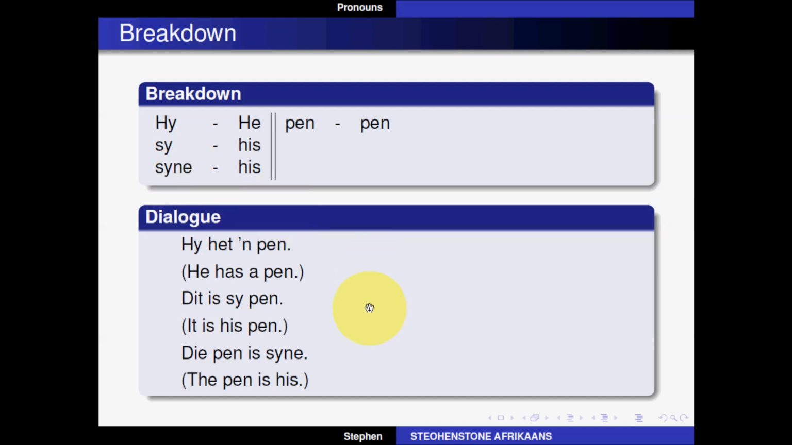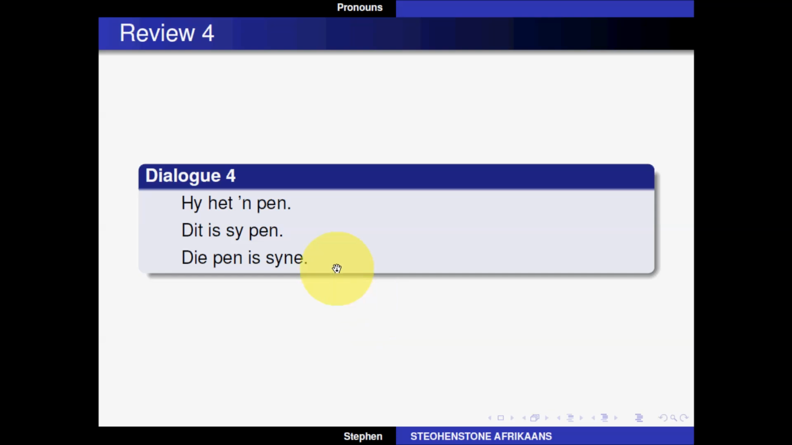Let's review this dialogue. And again, I'll say it twice, and you can pause and try and repeat in between to verify that you can sort of pronounce it.